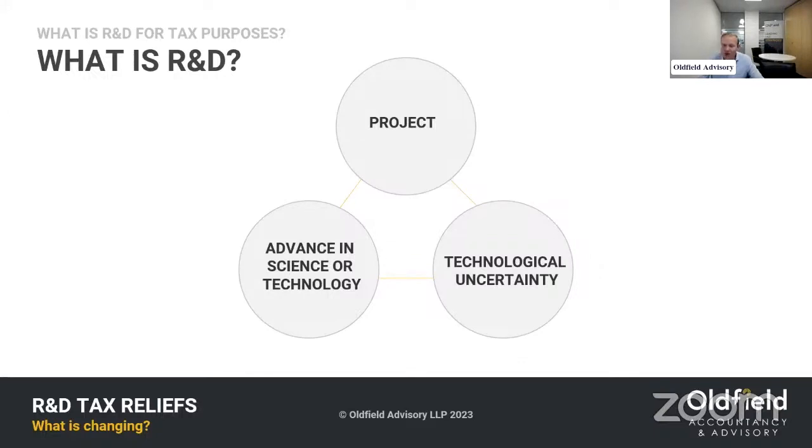This is where, at the outset of the project, the people working on it, the competent professionals in the field, don't know how or whether it will be feasible to achieve what you want to achieve in practice. So it can't be something routine. It needs to involve uncertainty where you just don't know how you're going to achieve the advance you're seeking. And so you need all three ingredients to qualify for R&D for tax purposes. You can't skip over any one of those three points. You've got to have all three to make a successful R&D claim.